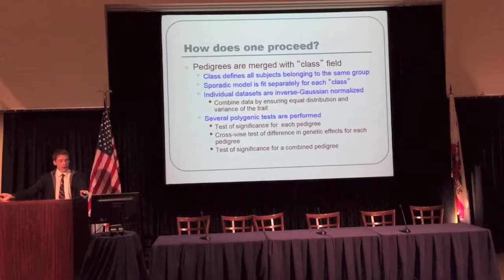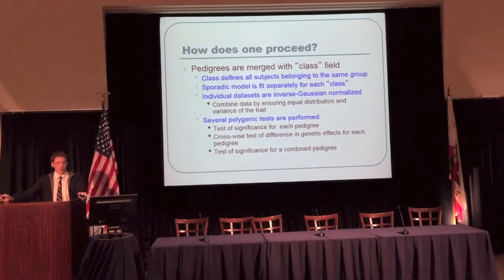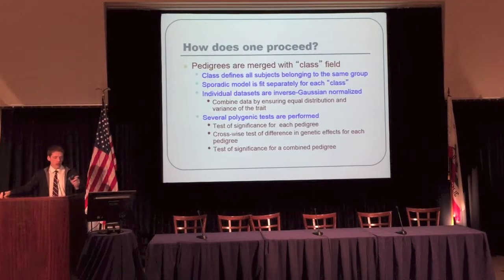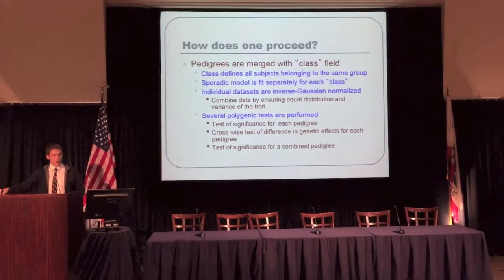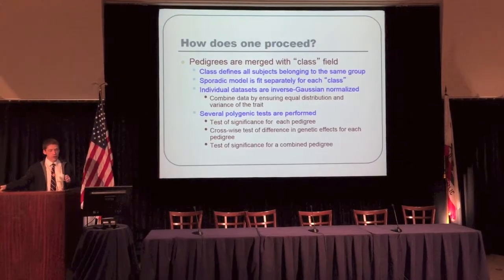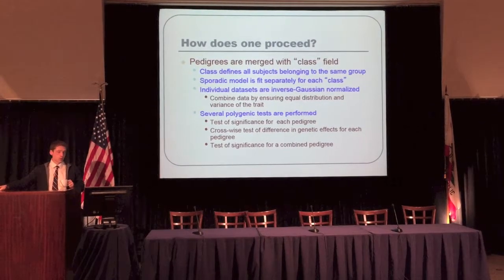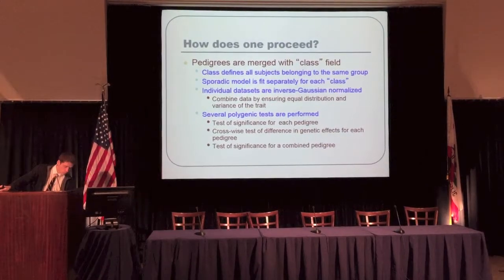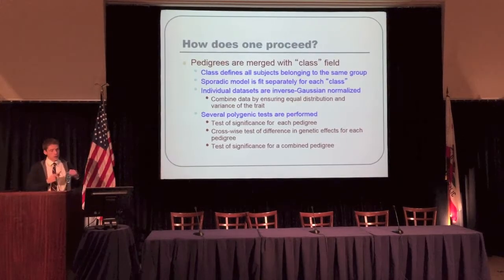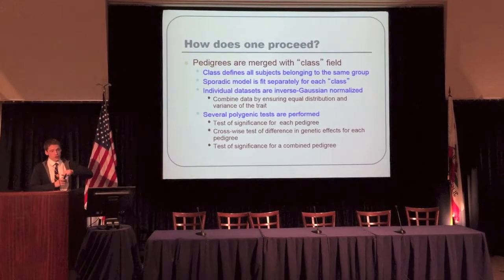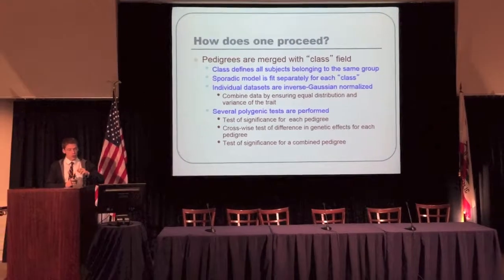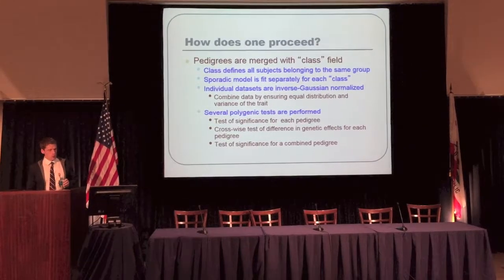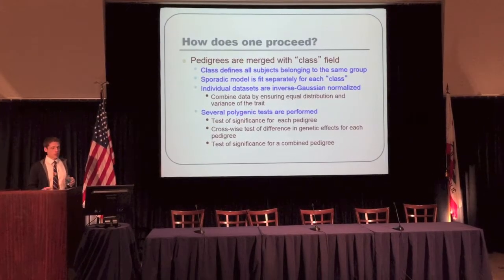So after that, the individual data sets, or residuals of the individual data sets, are inverse Gaussian normalized. And so we are combining data by ensuring equal distribution and variance in the trait. In fact, we are enforcing equal distribution and variance of the trait. And then we perform several polygenic analyses, specifically a test of significance for each pedigree, a crosswise test of difference in genetic effects, and a test of significance in a combined pedigree. So basically you get outputs for meta and mega genetic analysis.